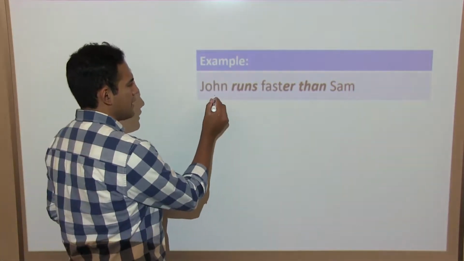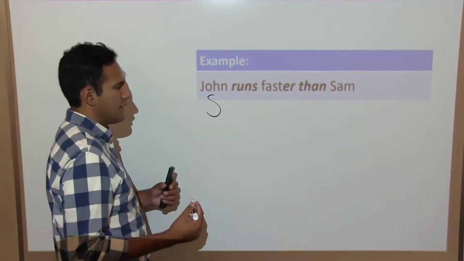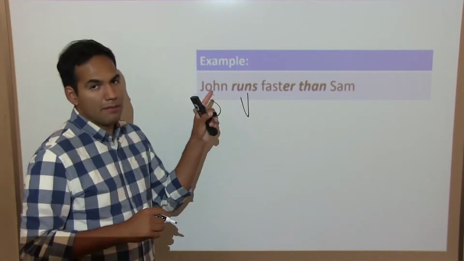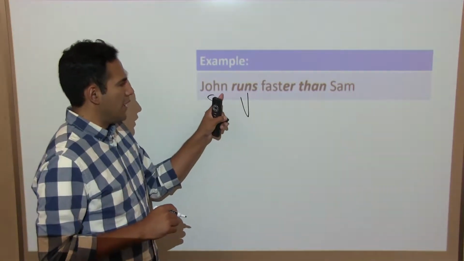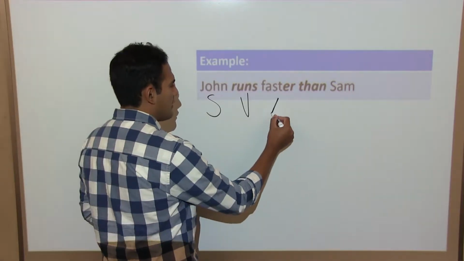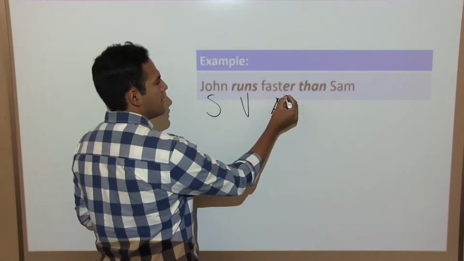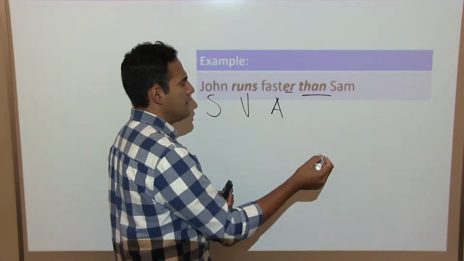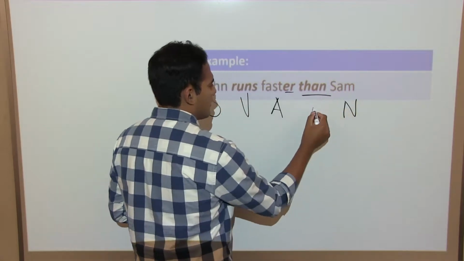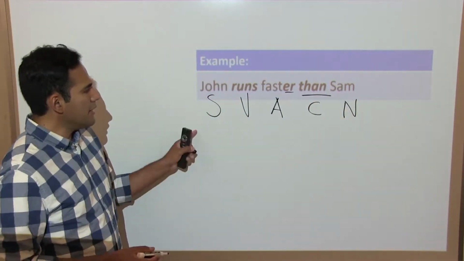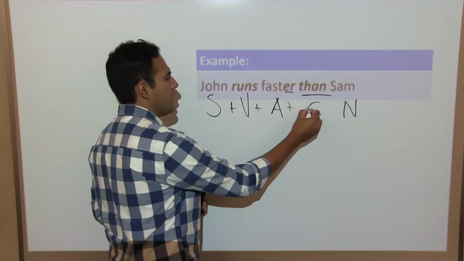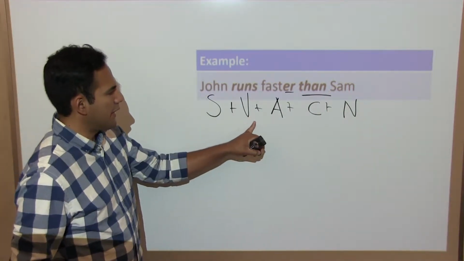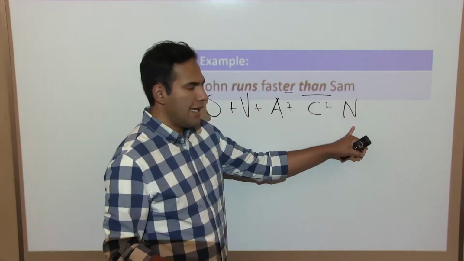So the first thing we notice here is we have our subject, in this case John. We have a verb, and that's going to be the biggest difference here. A verb, and then we have an adverb with the suffix er, and we have our conjunction than, and lastly our noun. So that's the formula we're going to use when comparing adverbs: subject, verb, adverb, conjunction, and a noun.